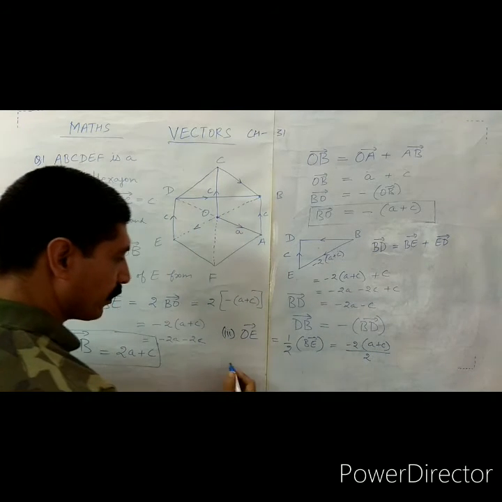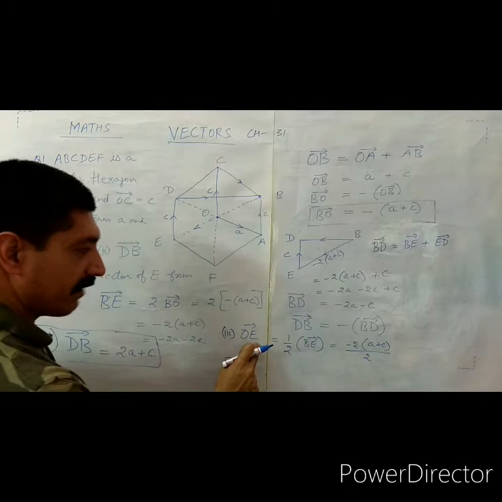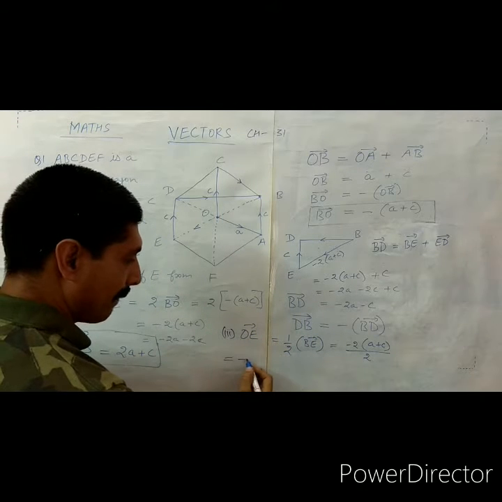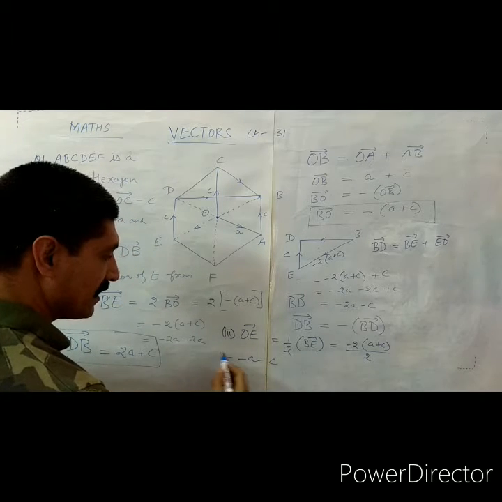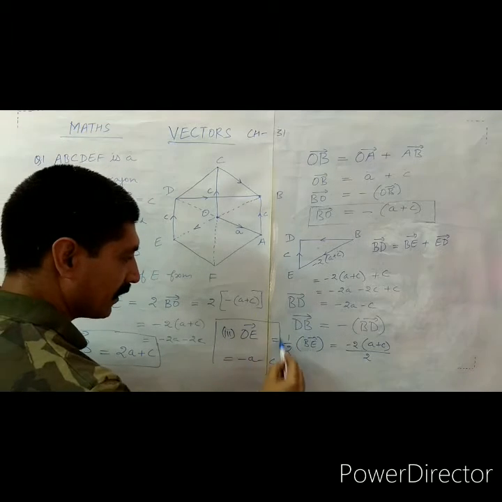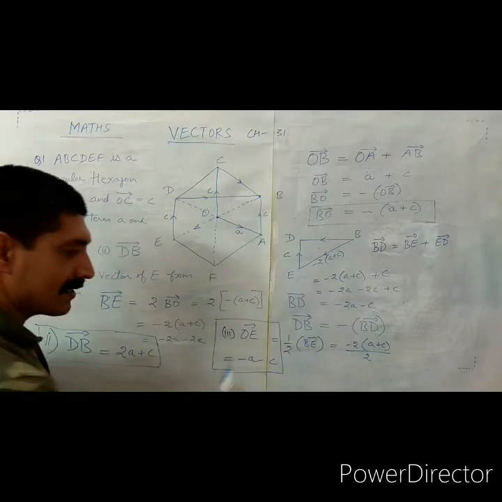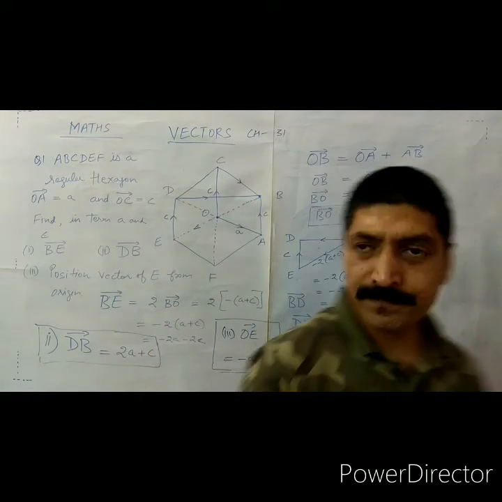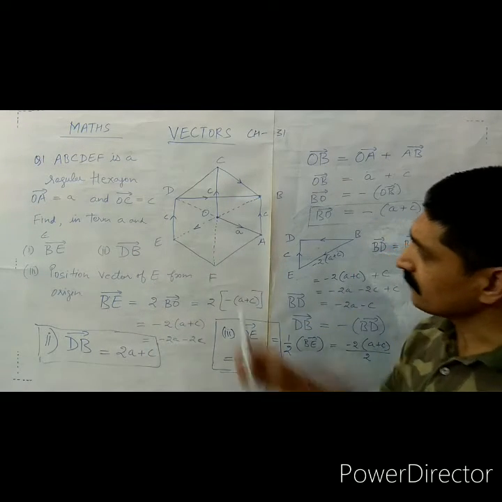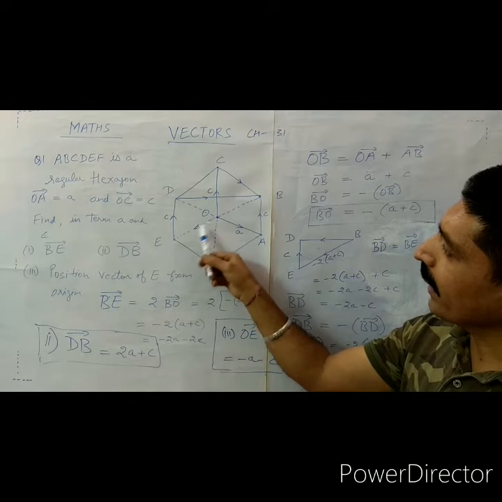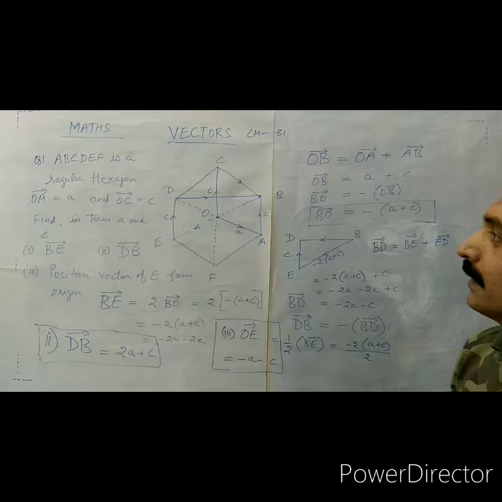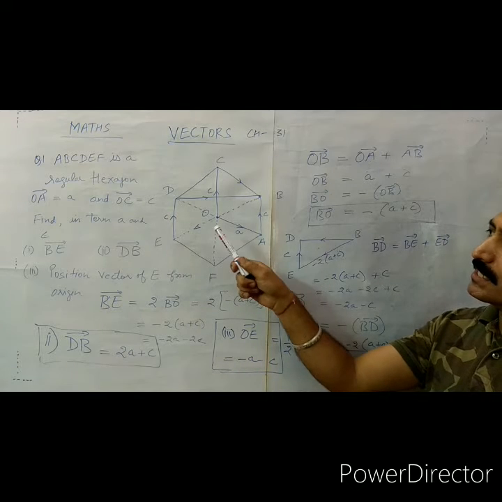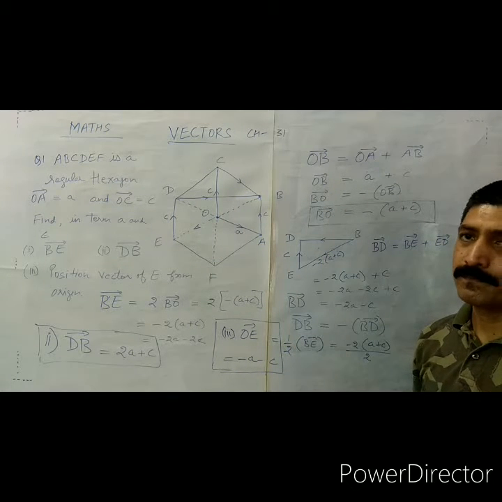So which is further equal to OE vector is equal to minus of A and minus of C. So this is all about the third part, that is equal to minus A minus C. So here even we can move ahead, we have to form a triangle and then we will see the directions of the vectors.